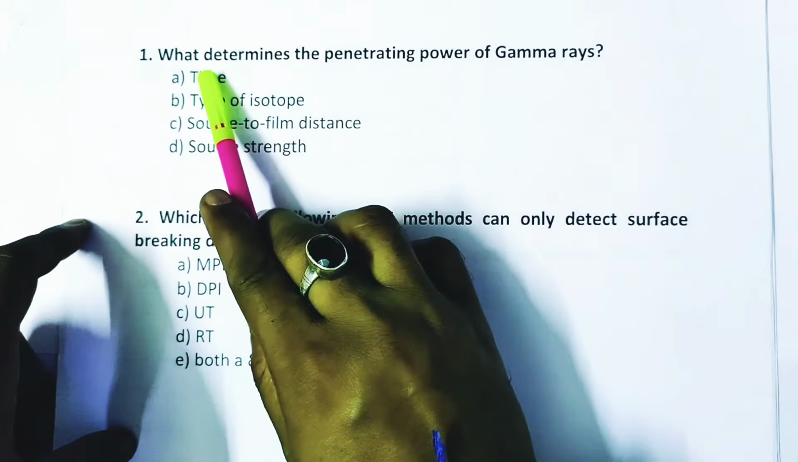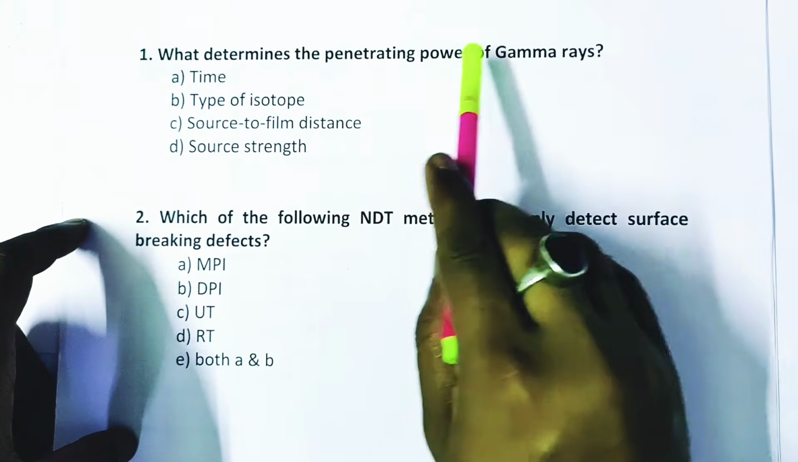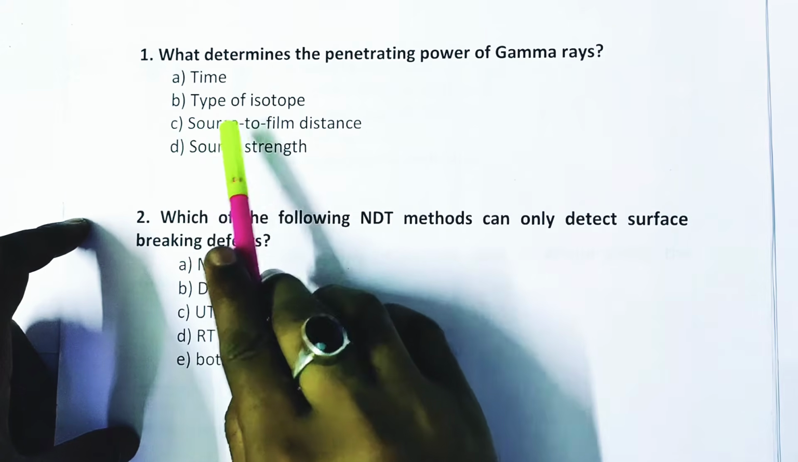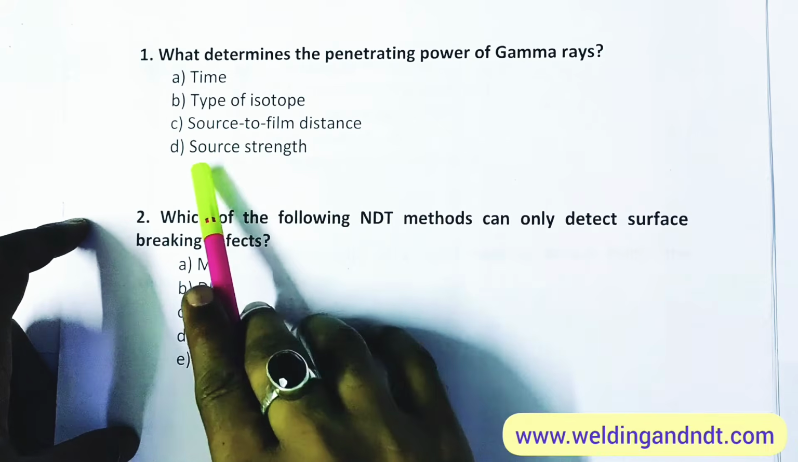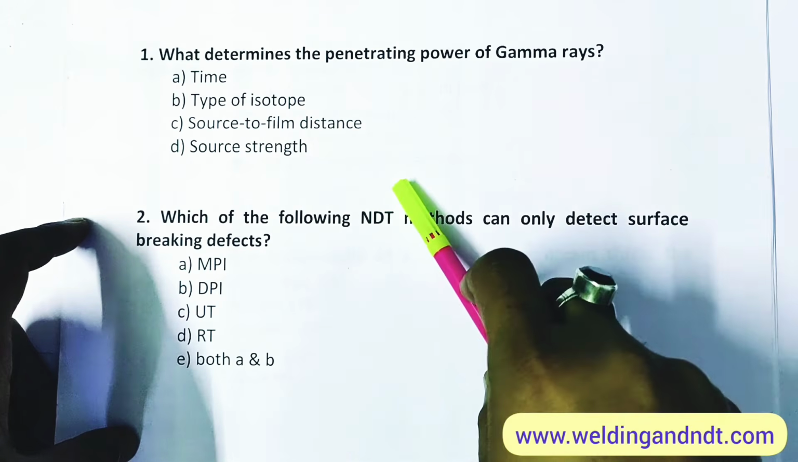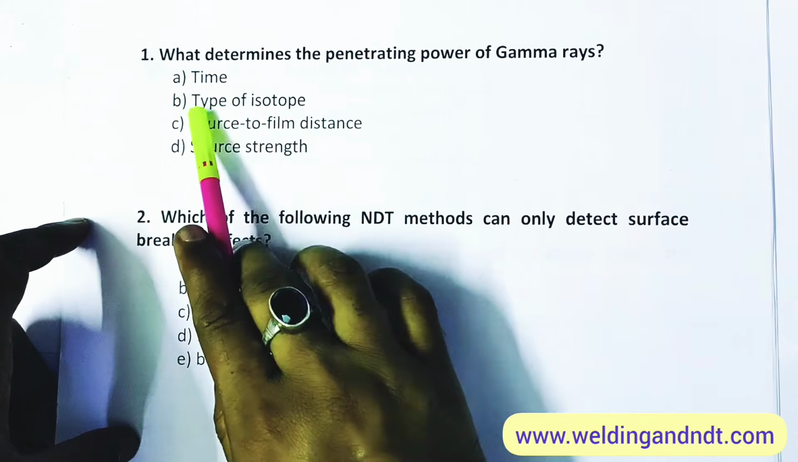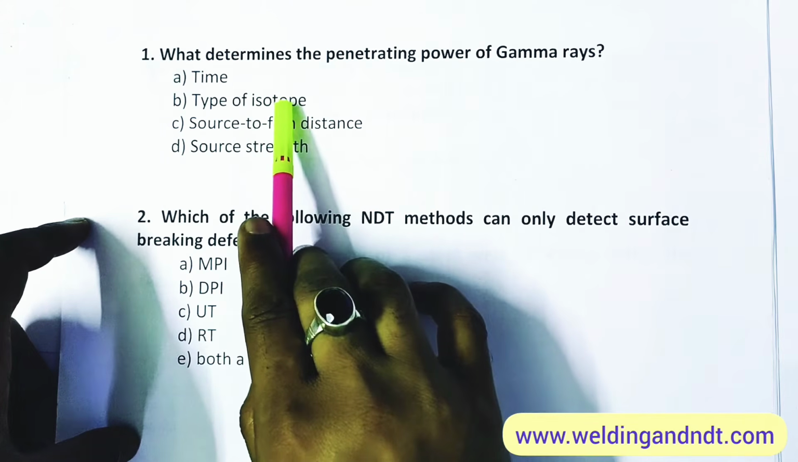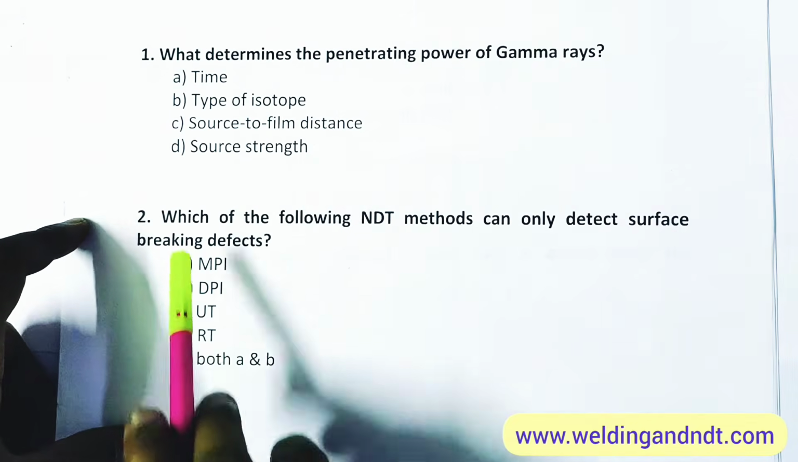Our first question is, what determines the penetrating power of gamma rays? Type of isotope, source to film distance, source strength. So it's nothing but type of isotope. B is the answer. I had explained in the video lecture series itself.